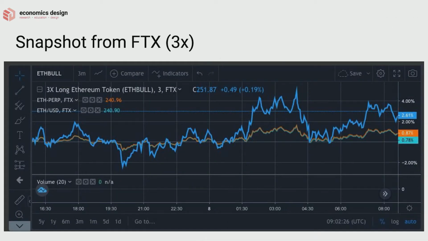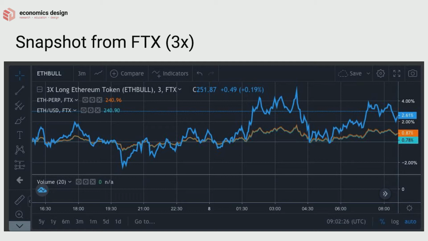So if we take a snapshot of what FTX is doing for the past few days, you'll see that I charted a graph of 3 things. One is the 3 times long token, so ETH bull. ETH bull is that you're betting that Ethereum goes up. You're longing Ethereum and that you bet that the Ethereum market goes up, and then you have 3 times exposure. That's the blue line. And then you also have the green line. The green line is the current spot rate of ETH and USD exchange rate. And the orange reddish line is the futures. So it's a perpetual futures on Ethereum that's on FTX.